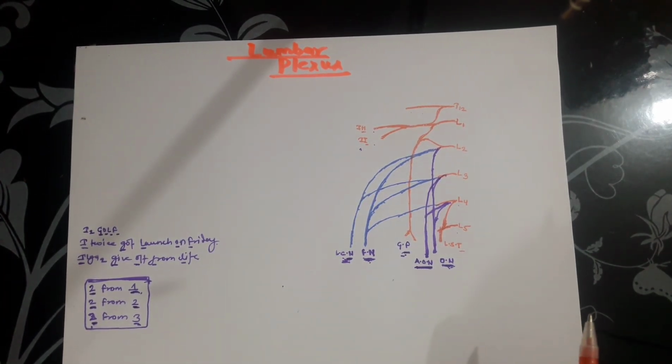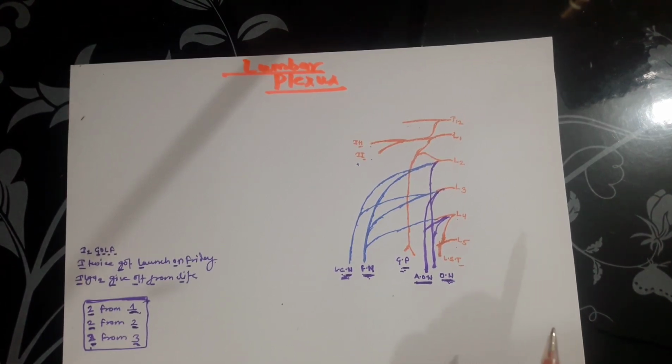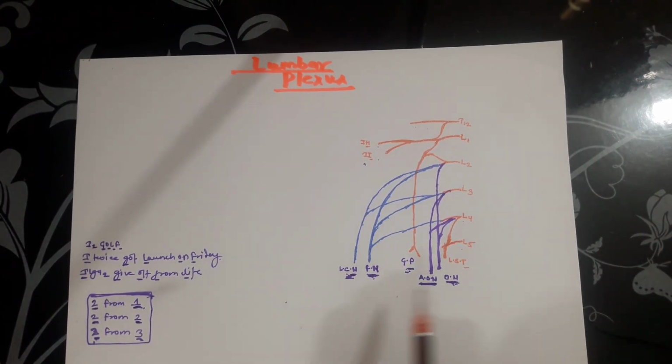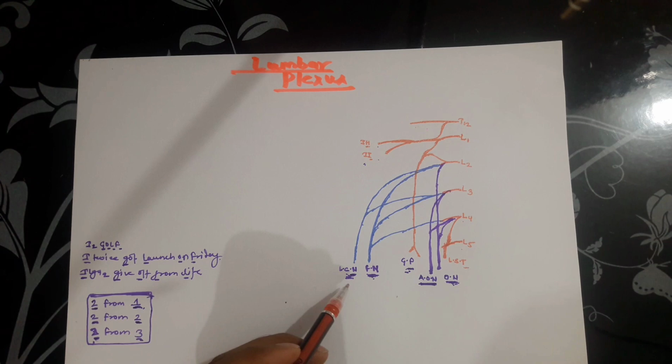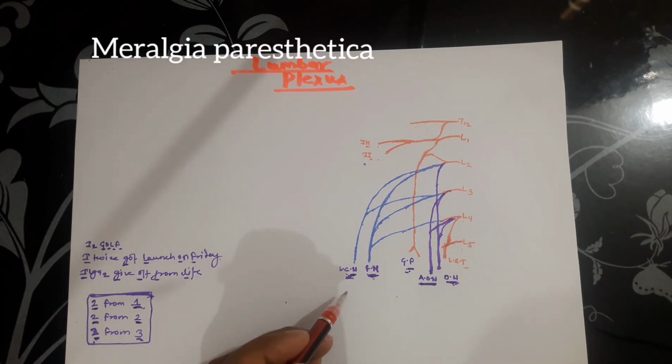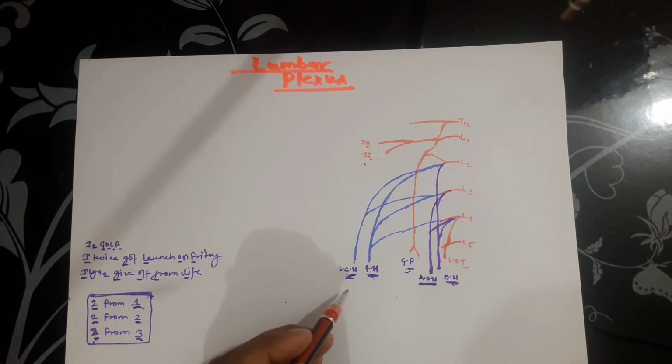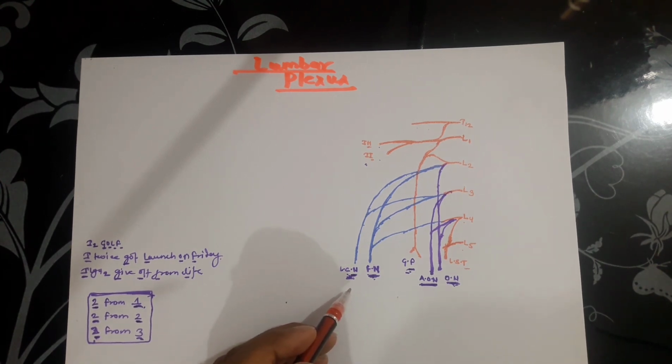Okay, and then sometimes, when people wear tight pants and tight clothing, tingling, numbness and burning pain is felt in the outer thigh. We call this meralgia paresthetica, which occurs by compression of the lateral cutaneous nerve of the thigh.